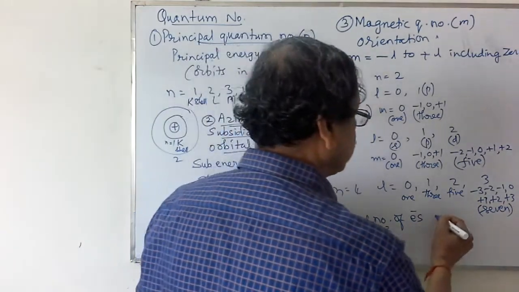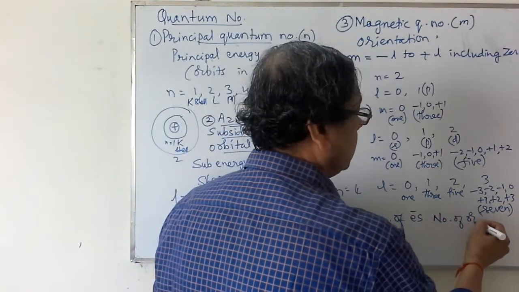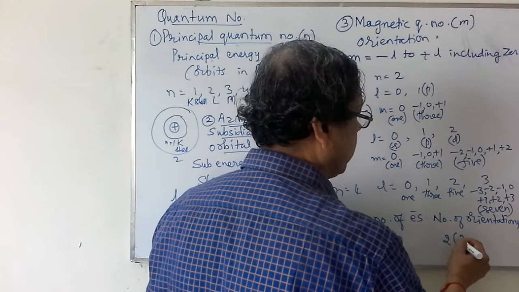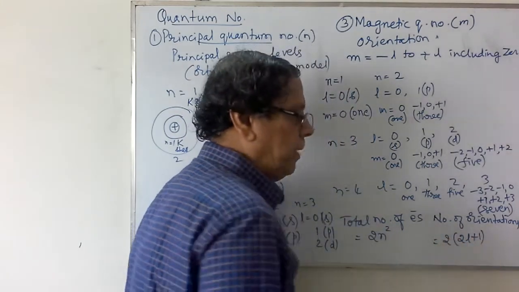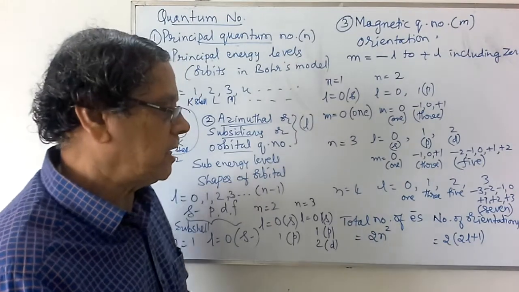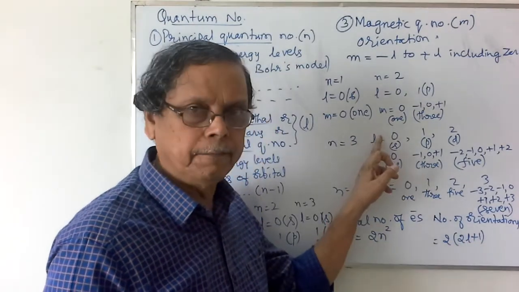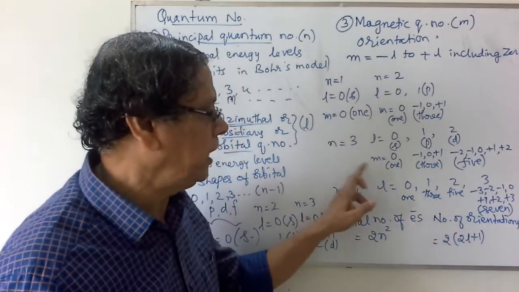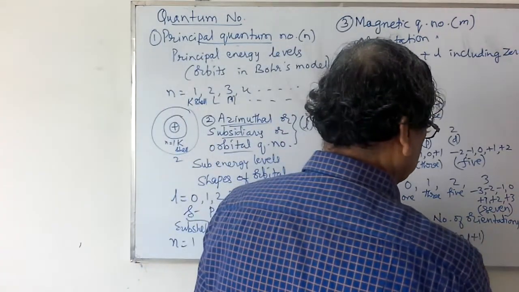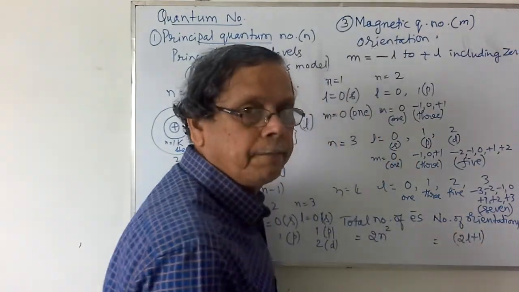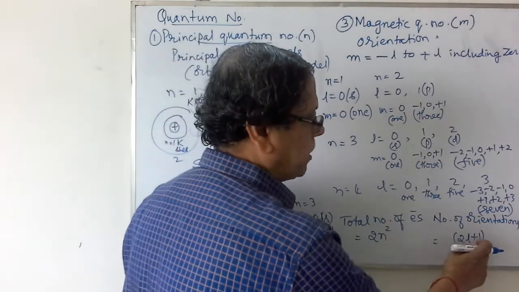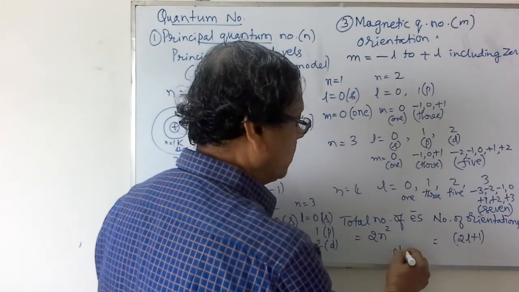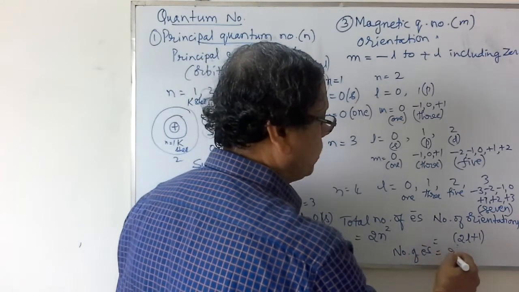The number of orientations can be calculated by using 2 into 2L plus 1, where L is equal to the azimuthal quantum number. Just calculate, L is equal to 0 for the S subshell. So 2 into 0 plus 1, so it is 2. So for the S subshell, there are only 2 electrons. Number of orientations is 2L plus 1. For the P subshell, there are 2L plus 1, that is 2 into 1 plus 1, that is 3 orientations. Therefore, the number of electrons can be calculated as 2 into 2L plus 1.